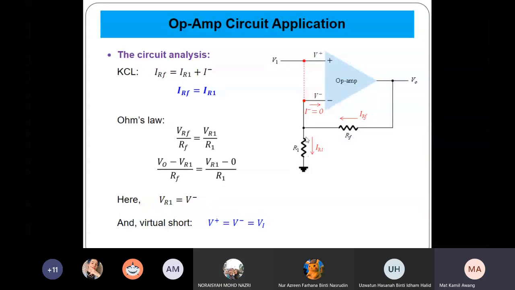And here, what is the IR1? IR1 is VR1 minus 0 divided by R1. So you get this. Therefore, V minus is actually equal to VR1. And with the virtual short circuit, V plus equal to V minus equal to VI. Okay. So what is VR1? VR1 is equal to VI. So VI is here.